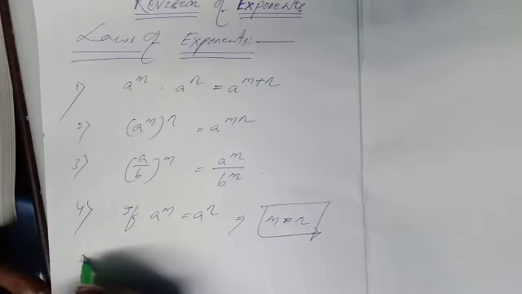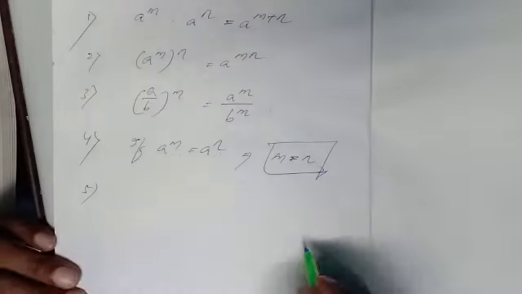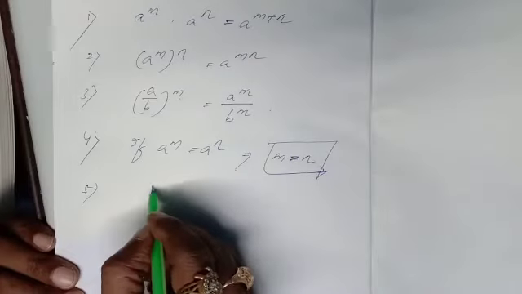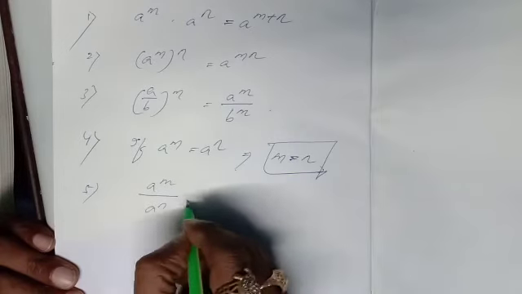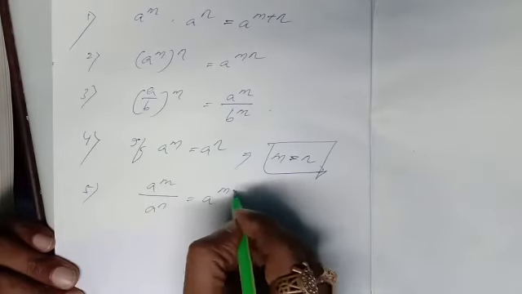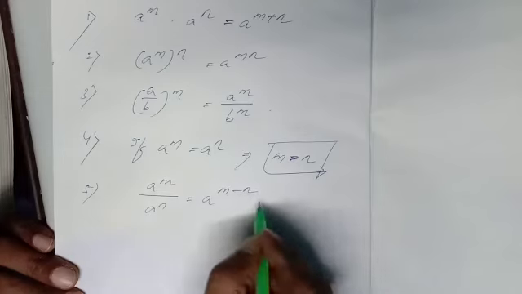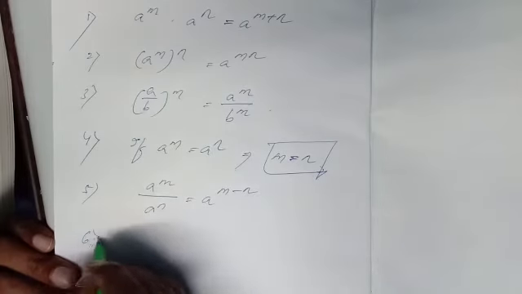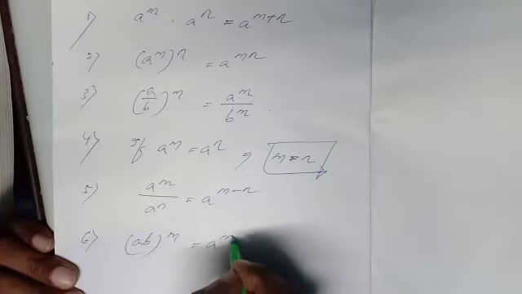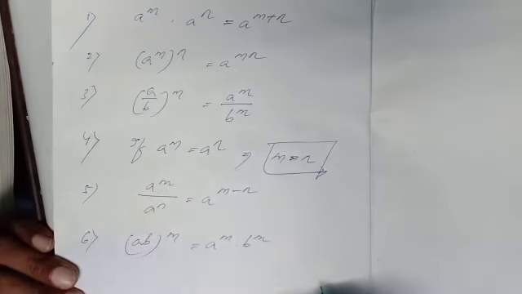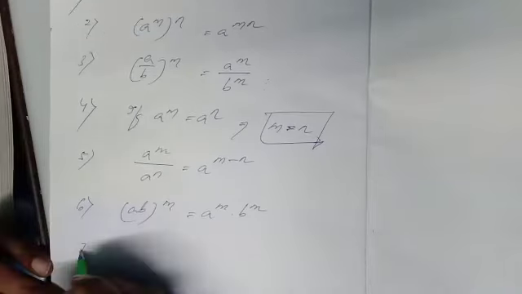Number 5, a to the power m divided by a to the power n. The answer will be a to the power m minus n. In case of division, power is subtracted. Number 6, ab whole to the power m means a to the power m into b to the power m.